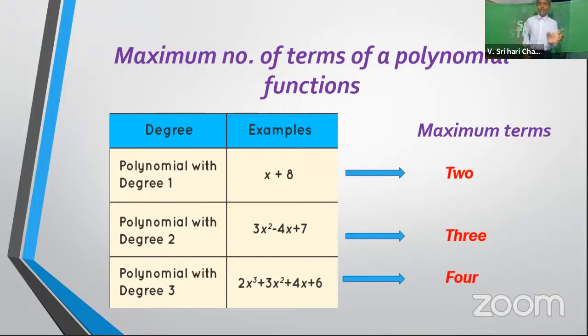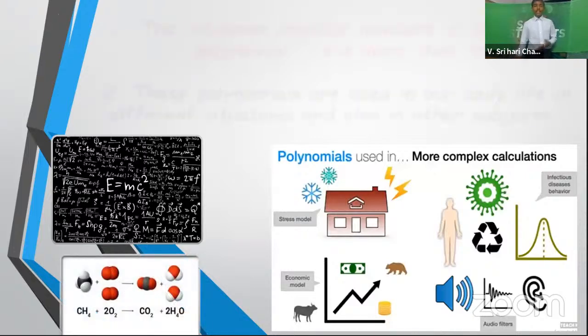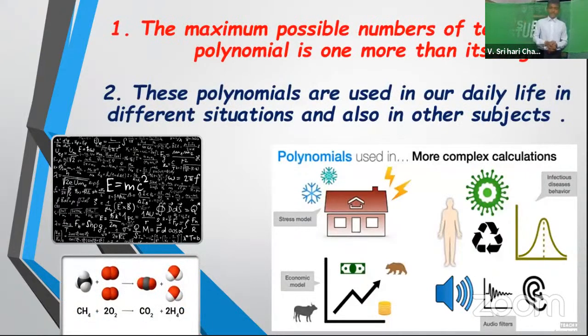For a linear polynomial, the maximum number of terms should be 2. For a quadratic polynomial, the maximum number of terms should be 3. For a cubic polynomial, the maximum number of terms should be 4. Right? So then, why do we need to learn all of this?